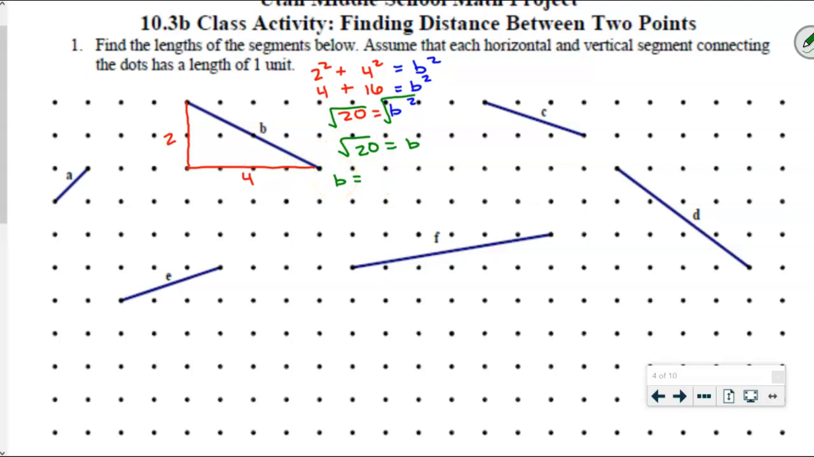You guys remember how to do that from a couple lessons ago? What are the factors of 20? 4 and 5. 5 is already done. 4 is 2 and 2. Do you see a pair? Yep, so 20 can be written as 2 squared times 5. And when you take the square root, what's the square root of 2 squared? 2. What's the square root of 5? It's the square root of 5, right? So we could say b is equal to the square root of 20. We can simplify to 2 square roots of 5, or we could say that is about, what is it?